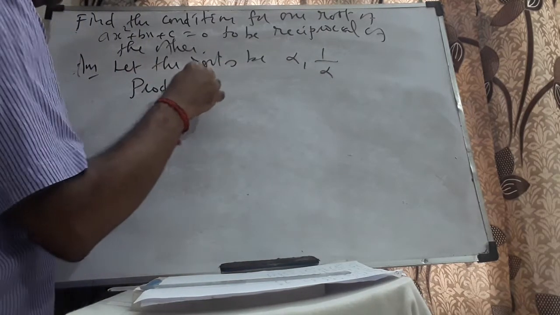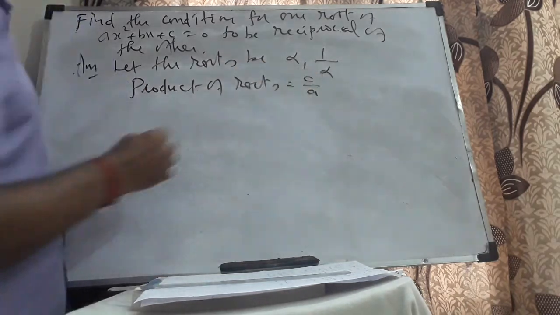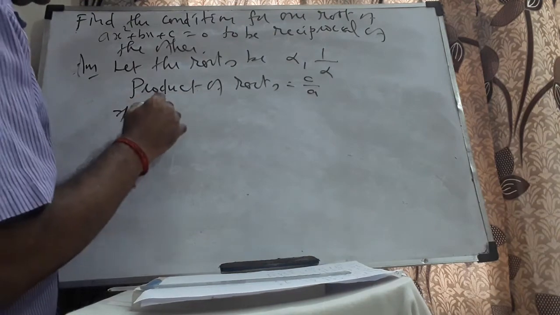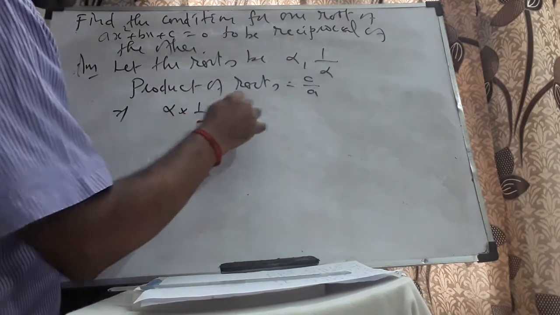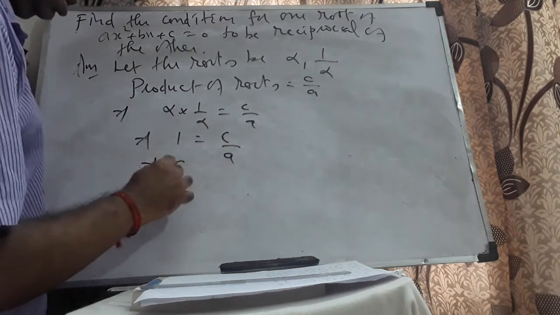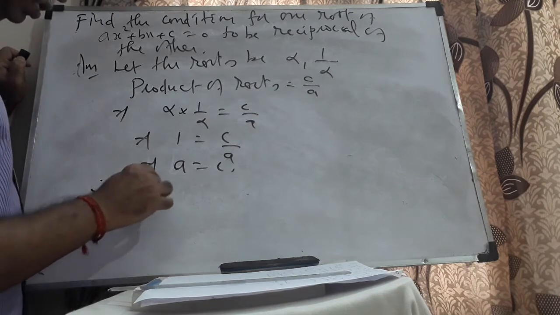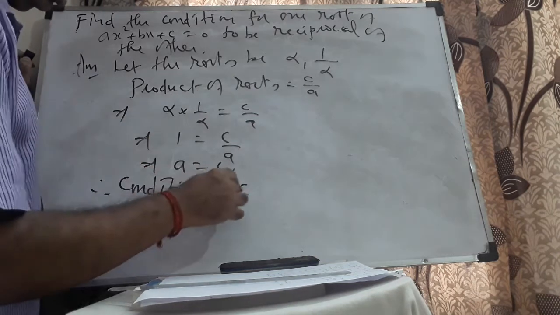Now product of roots is equal to c by a. You know very well, which will imply alpha into 1 by alpha is equal to c by a. 1 is equal to c by a. Therefore, the condition is a is equal to c.